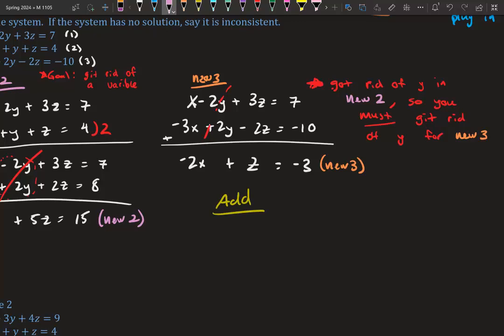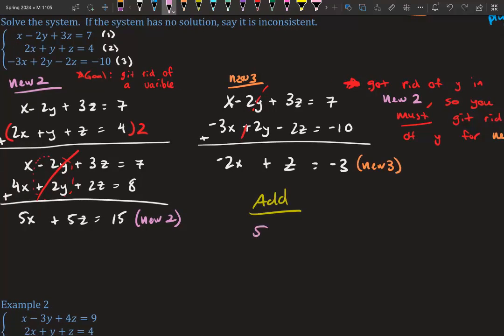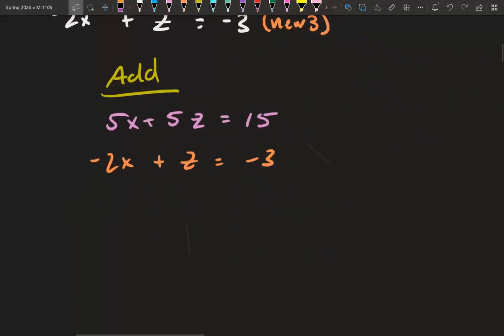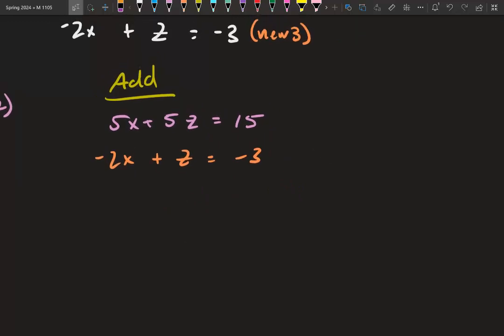So let's rewrite new 2. New 2 is 5x plus 5z equals 15. New 3 is negative 2x plus z equals negative 3. Do you notice that now we only have 2 variables? So now we just keep solving how we always solved systems of equations. So we're going to look only at these new 2 and new 3. Get rid of a variable, it doesn't matter. You can get rid of x, you can get rid of z, it truly doesn't matter.